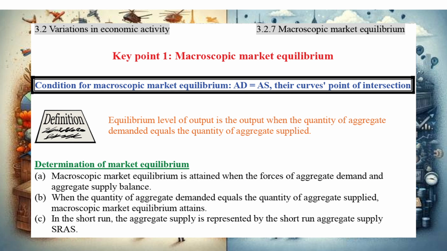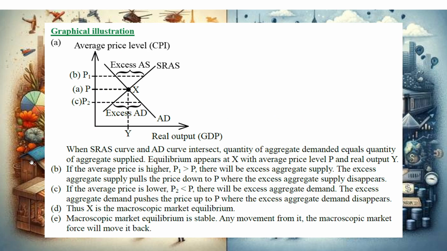And this is the diagram. Similar? Yes, I just changed demand and supply to aggregate demand and SRAS, and the labels become real output and the average price level. Everything is the same concept. First of all, this is point X. What happened? At this point, for this price level, the quantity of aggregate demand equals the quantity of aggregate supply. So equilibrium is attained.